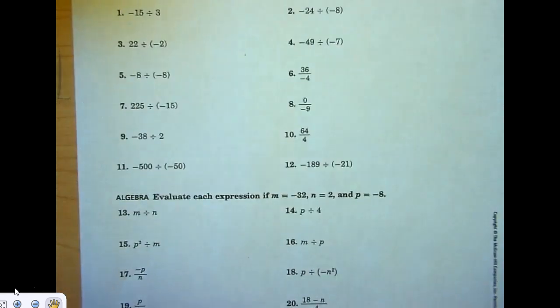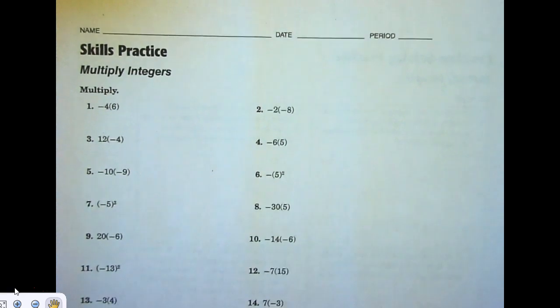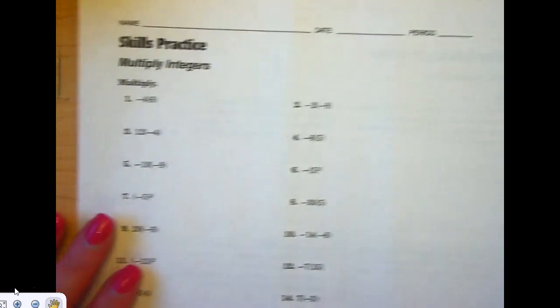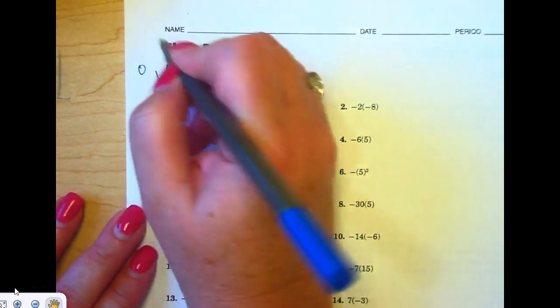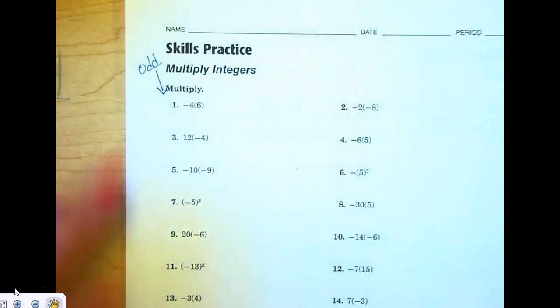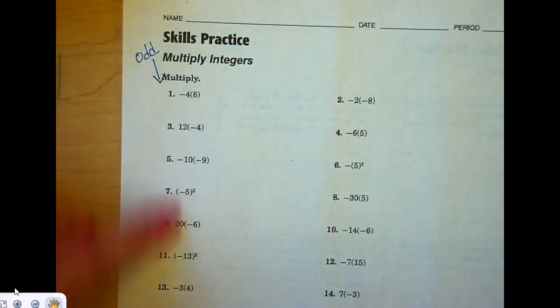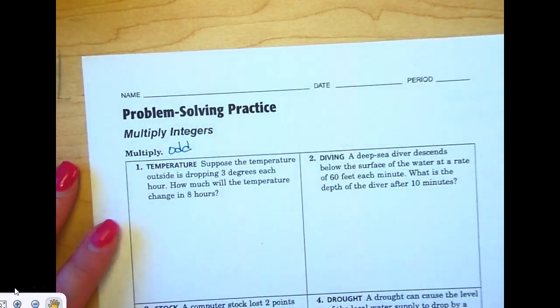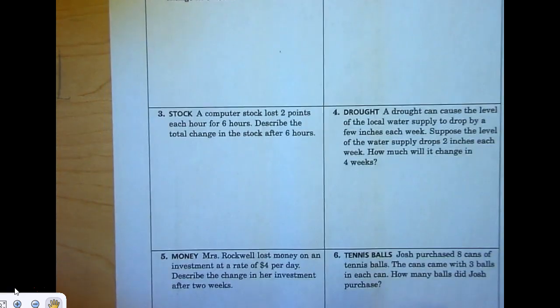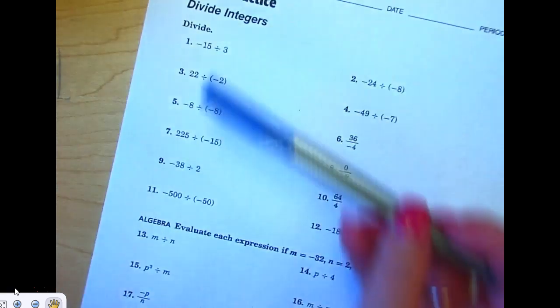So it looks like a lot of work because you've got this multiply integers front and back, and then you've got this divide integers. You cannot use a calculator, but you only have to do the odd problems. What that means is this column only. Odd problems today. Flip it over, odd problems. That's this side only, 1, 3, and 5. And then on the division, the odd, that's these right here.